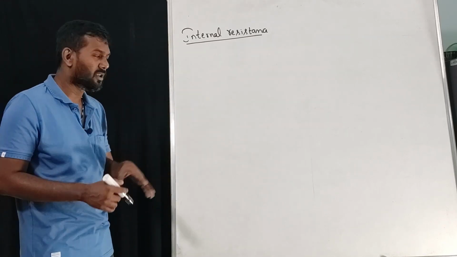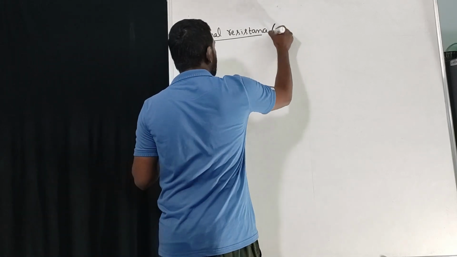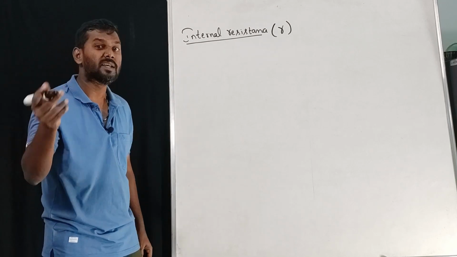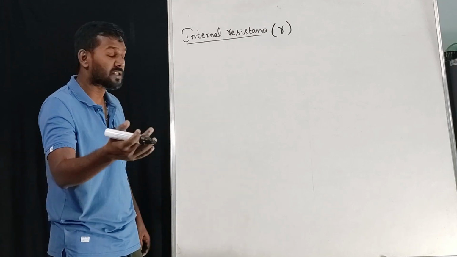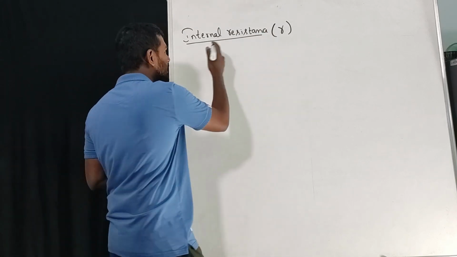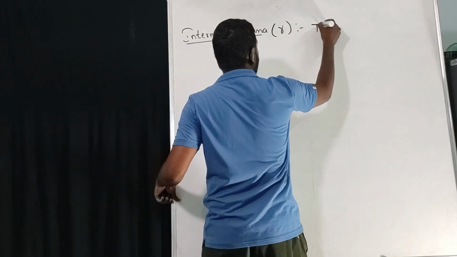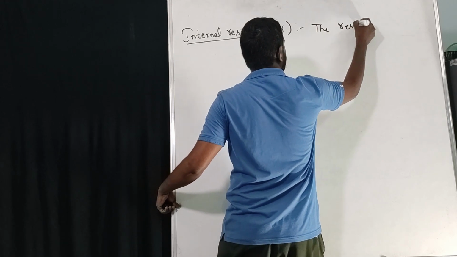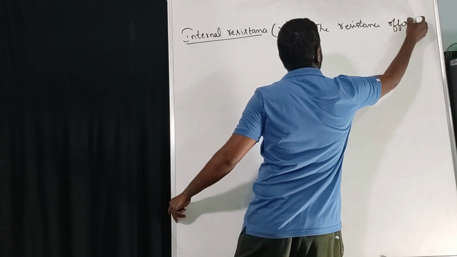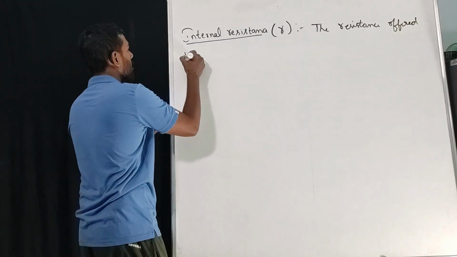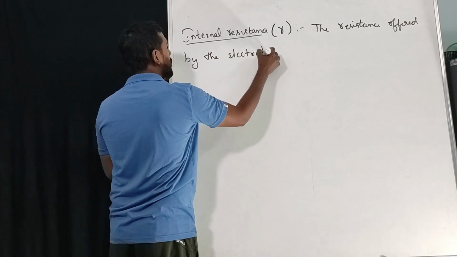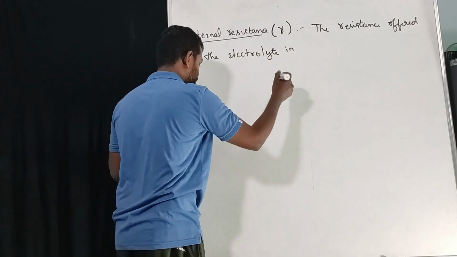See, this is also very simple. Internal resistance will be represented as small r. Capital R is the resistance, the external resistance. Internal resistance will be represented as small r. So it is very simple. The resistance offered by the electrolyte in the cell.